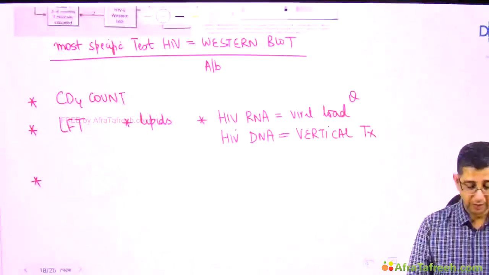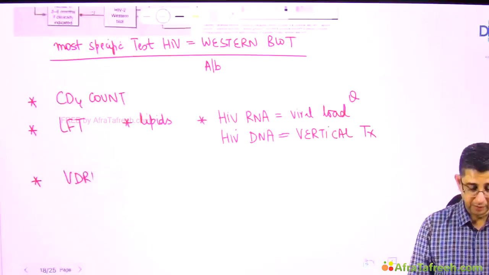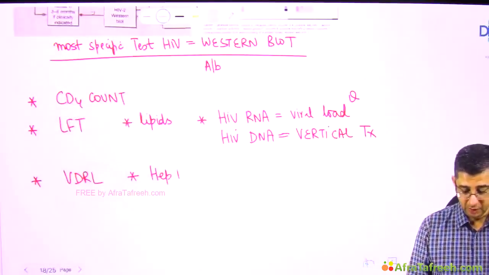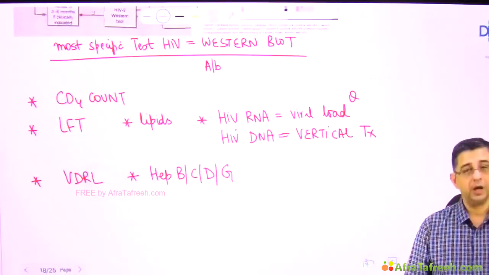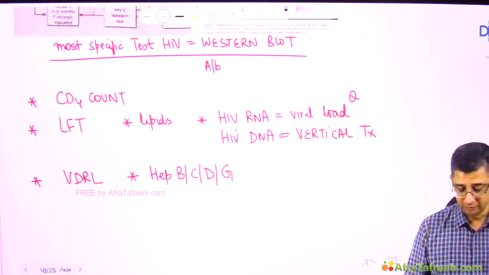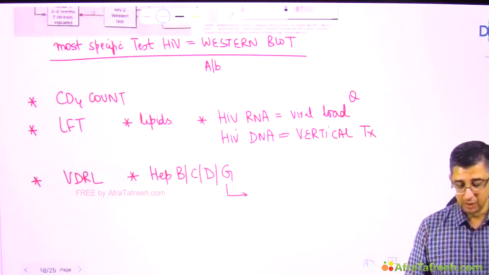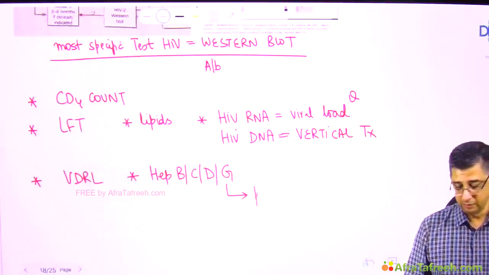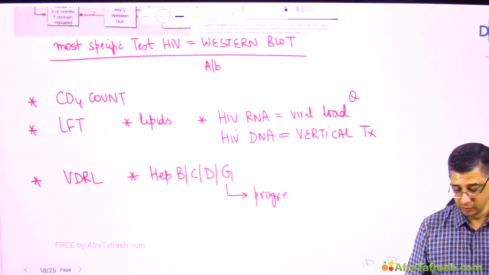The next test that I will write for the patient would be VDRL. That could be to pick up any co-infection that could be present in the patient. Then obviously hepatitis B, hepatitis C, D and G also have to be evaluated. And here I would like to say a very interesting fact that you would have read in books also: if hepatitis G is present as a co-infection with HIV, then with hepatitis G, for Greece, the progression of the HIV virus is relatively slower.